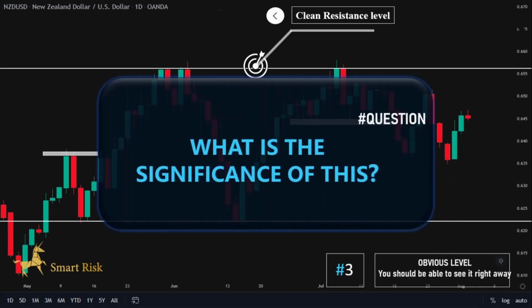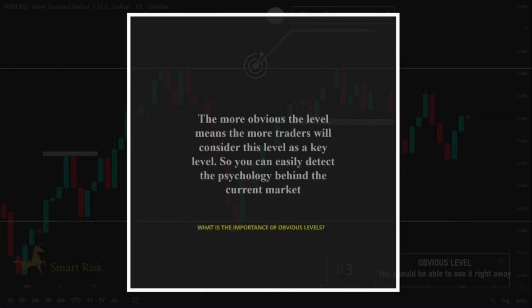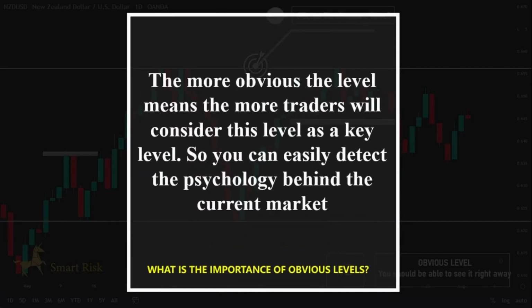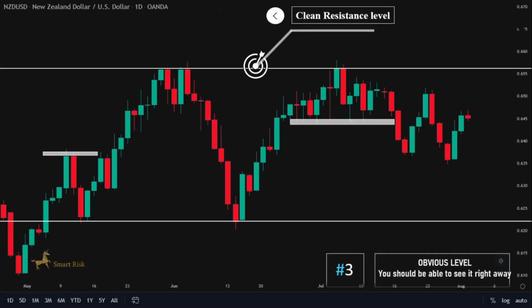What is the significance of an obvious level? The more obvious the level is, the more traders will consider this level as a key level, which increases the probability that traders will be taking action at these levels, such as setting new orders or placing their take profit or stop loss margins in that level. Now, let's move on to our next criteria.